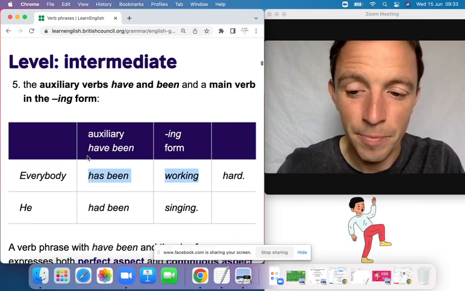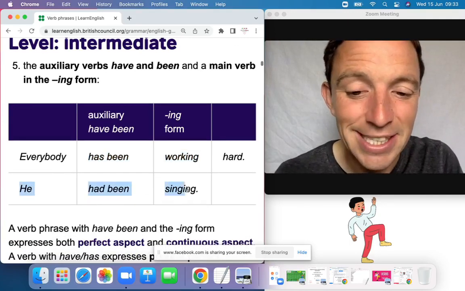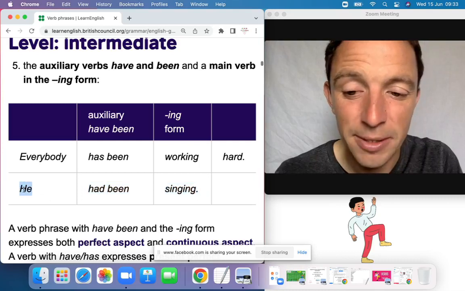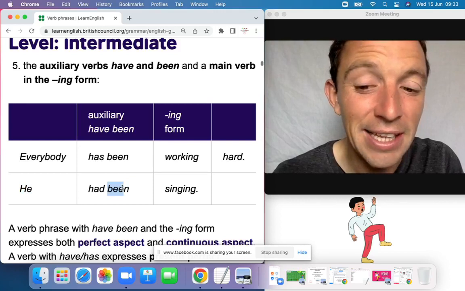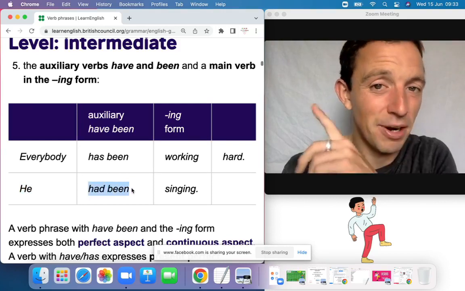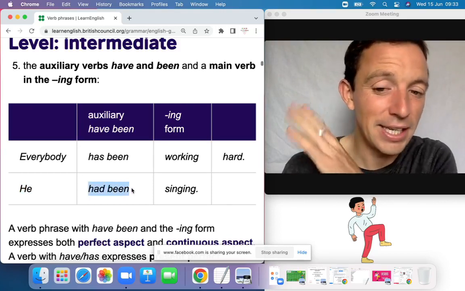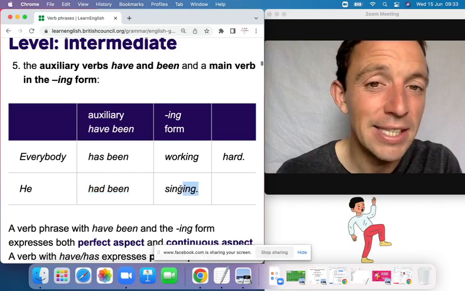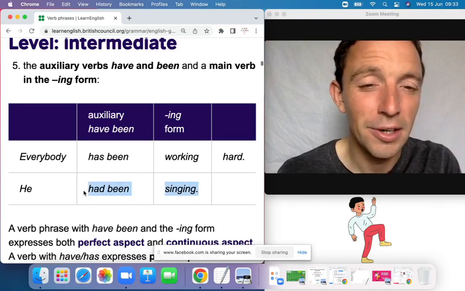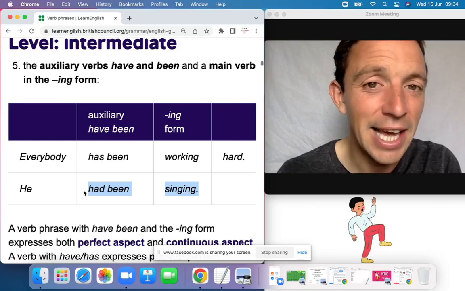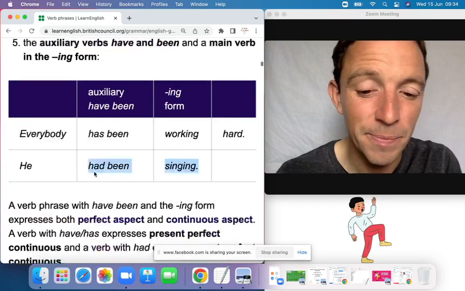Next. He had been singing. He is the subject. The auxiliary verb is the verb to be in the perfect, in the past perfect. He had been, and the main verb is sing in ing. He had been singing, and this is considered the past perfect continuous.